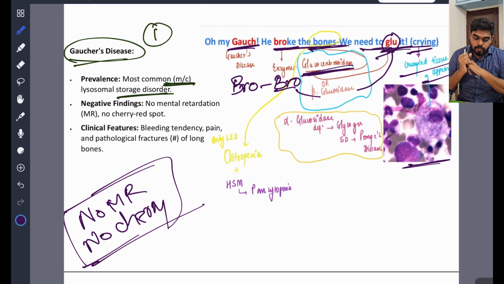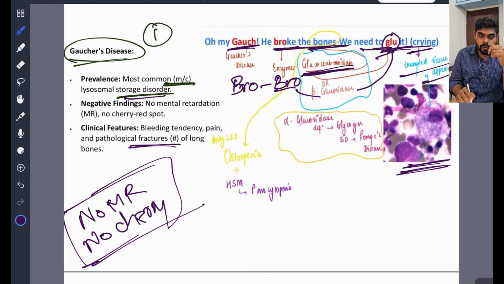So you can see bone pain, and this crumbled tissue paper appearance. Gaucher disease is the most common LSD. Clear? So here there are bleeding tendency, pain, and pathological fractures of long bones. The pathological fractures of long bones will be the classic clincher. It will be there. Clear?